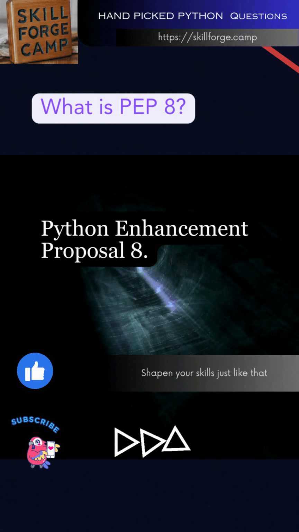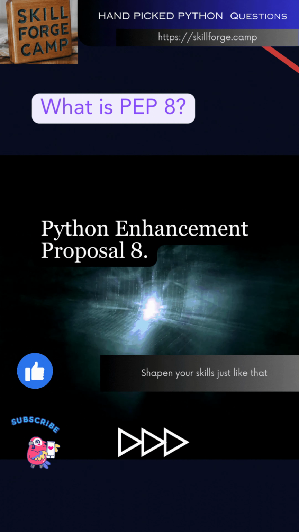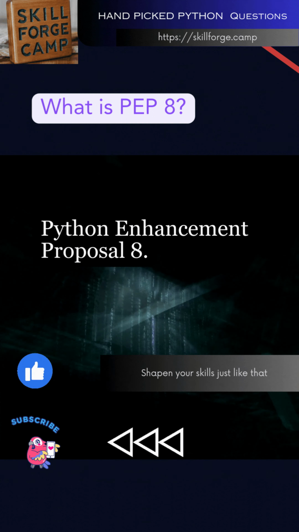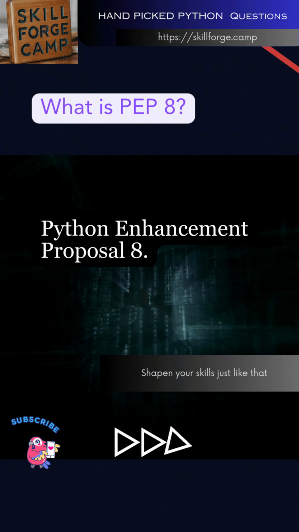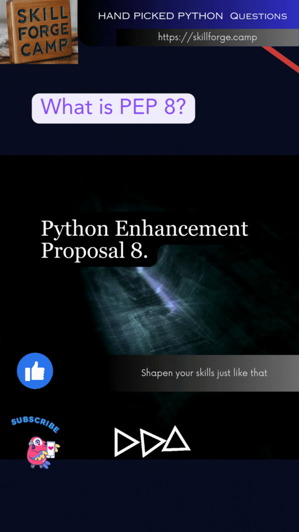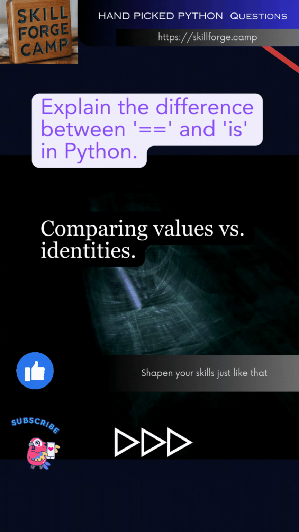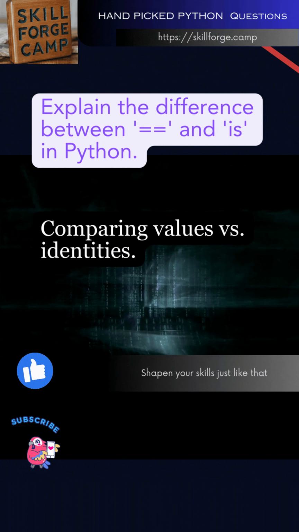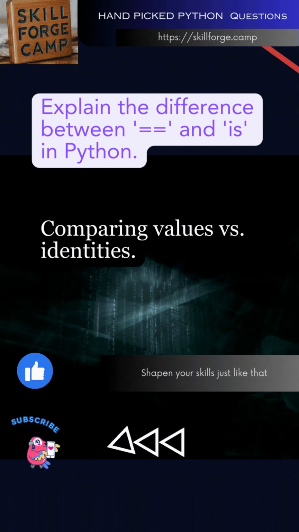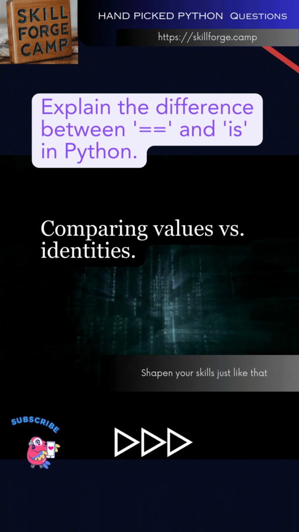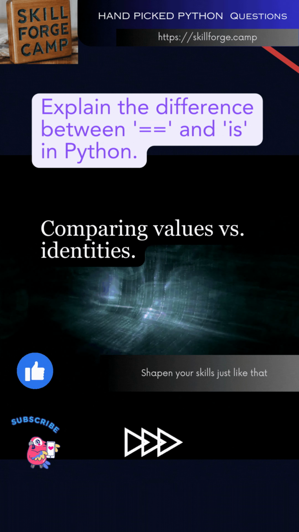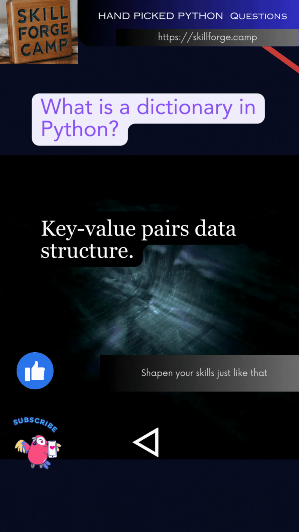What is PEP 8? PEP 8 is the official style guide for Python code, providing guidelines for writing clean, readable code and promoting consistency. Explain the difference between == and is in Python. == compares the values of two objects, while is compares their identities, memory addresses, checking if they refer to the same object.